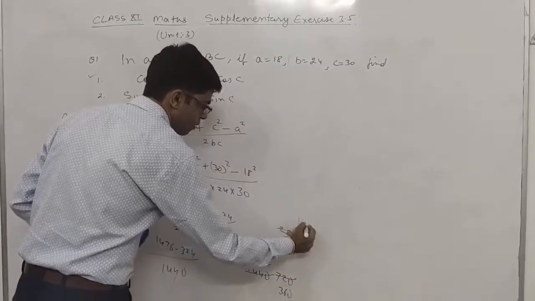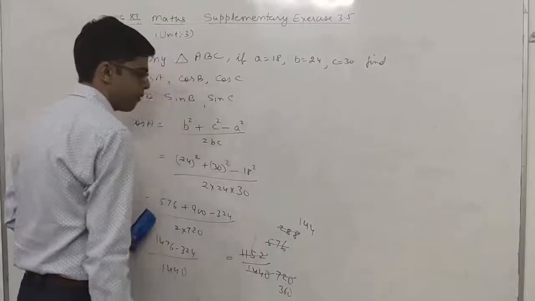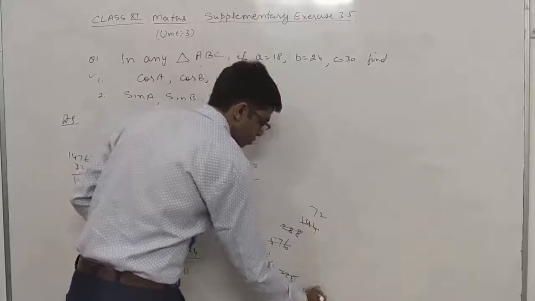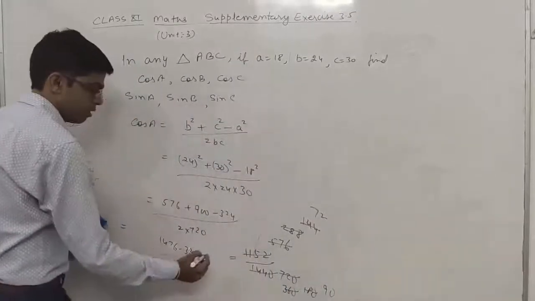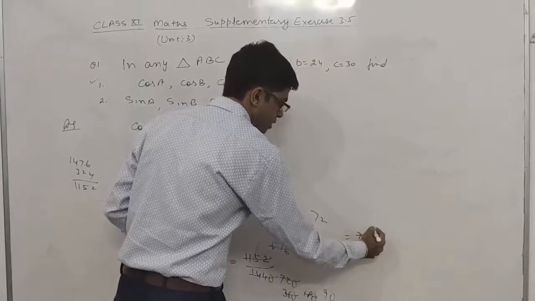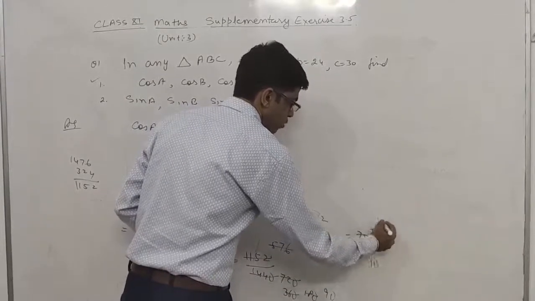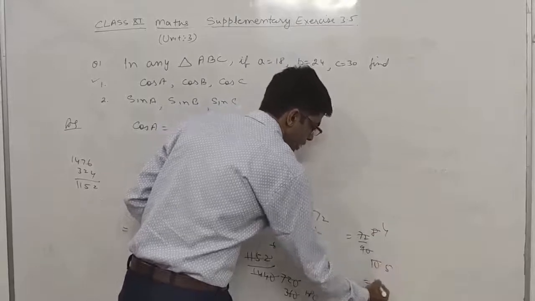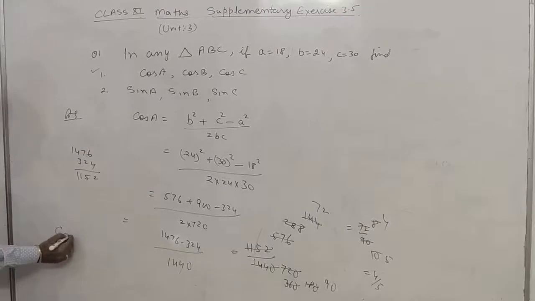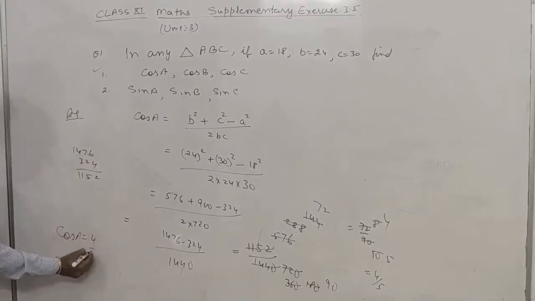Dividing down: 360, 144, 180, 72, 90, then 72 upon 90. Then 10s are 2, 4s are 8, 5s are 10. So finally we got cos A is equal to 4 upon 5.